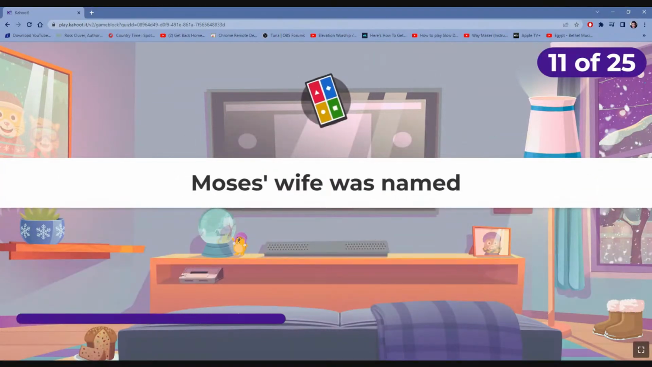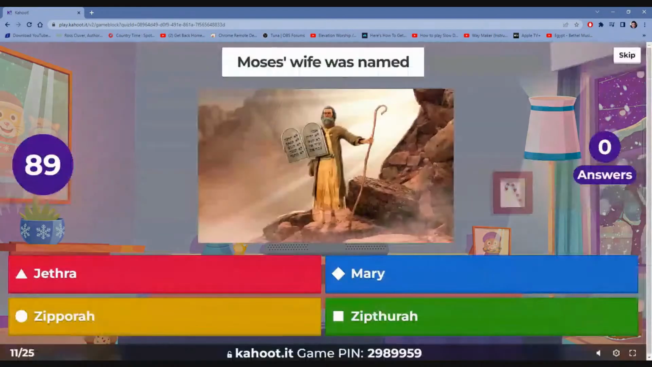Question 11. Moses' wife was named red Jethro, blue Mary, yellow Zipporah, green Zipthura. Moses' wife was named... Her name wasn't red, but Jethro if you pick red. If you want blue, it's Mary. If you want yellow or gold, it's Zipporah. And green is Zipthura.